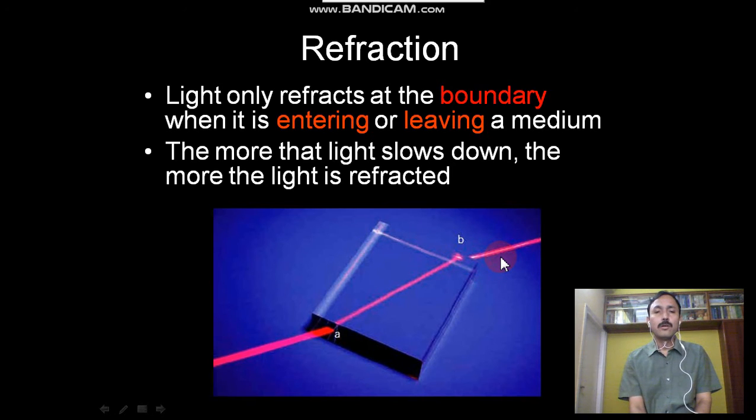We know if we draw the normal, the light should go along this direction, but it is moving towards the normal. This is the normal, and this is the angle. It is not going along the original direction. There is a deviation. So, as it is coming from rarer to denser, it is moving towards the normal. When it is coming from denser to rarer, it is moving away from the normal.